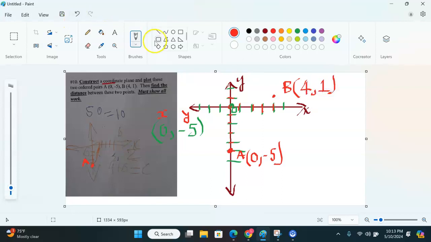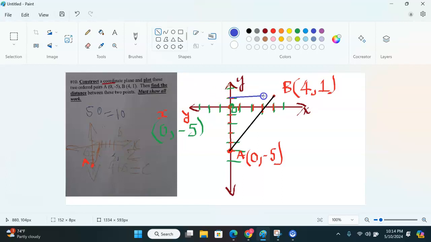So what I'm going to do now is connect these two points. Because the second part of this question is asking me to find the distance between point A and point B. Now there's a couple of different ways to find the distance between point A and point B. For now, since we did number 5, we're using the right triangle, using the Pythagorean theorem. To be quick, I'm also going to use the same method that we did with number 5.